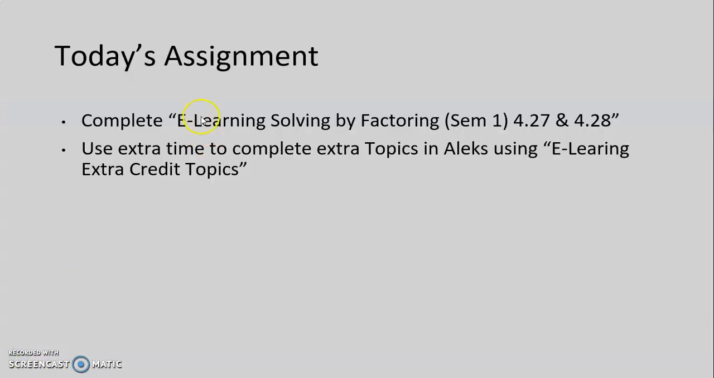All right, so for today, just complete your e-learning solving by factoring. That should be semester 2 actually, and that should show up on ALEKS when you jump in there. And then also I'm offering some extra credit topics that you can complete, especially if you did poorly or missed any of the early extra topics from earlier in the semester, earlier in the e-learning I should say. You can go back and make those up, and those will sort of erase those old scores.